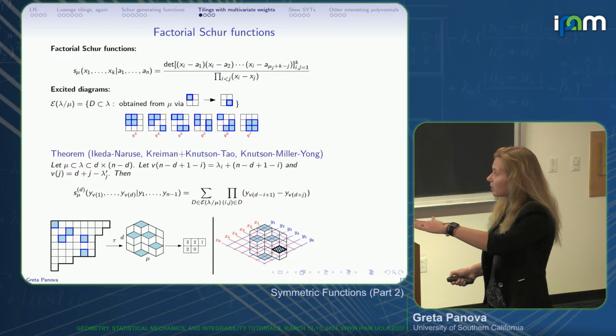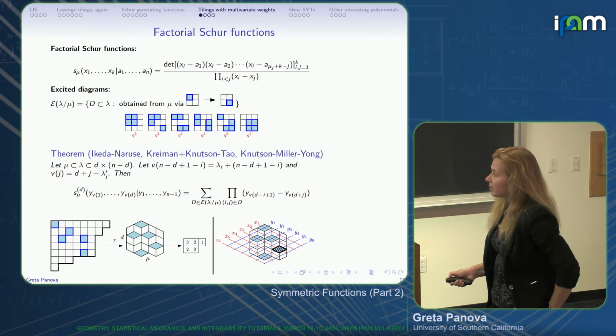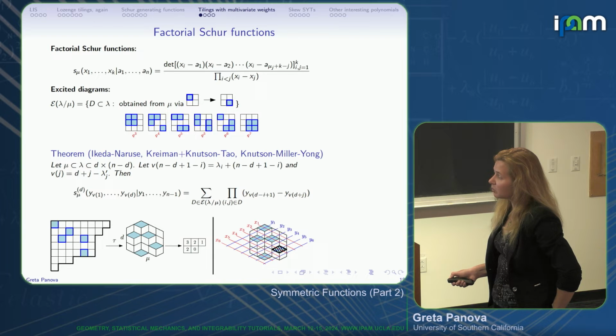This box also made one step down. We're going to put the lozenge one step down, and then this box made 2 steps down, and this one is 3. And this also corresponds to a reverse standard Young tableau in this case. 3 to 1 are the positions of these lozenges, and 2 to 0 are this.